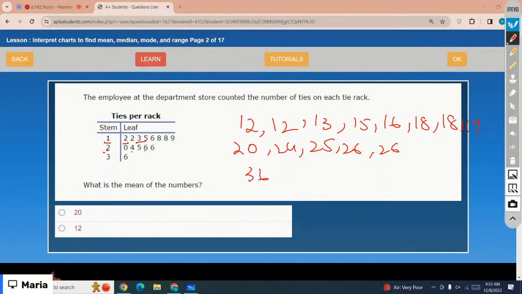Their sum is 280 and the number of values is 1, 2, 3, 4, 5, 6, 7, 8, 9, 10, 11, 12, 13, 14. So it is 14. For the mean, the sum of all the values is 280 and there are 14 values. 14 times 20 is 280, so the correct option is 20. The mean value is 20. Got it?